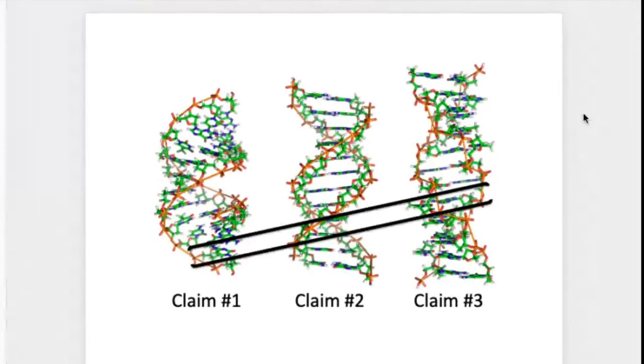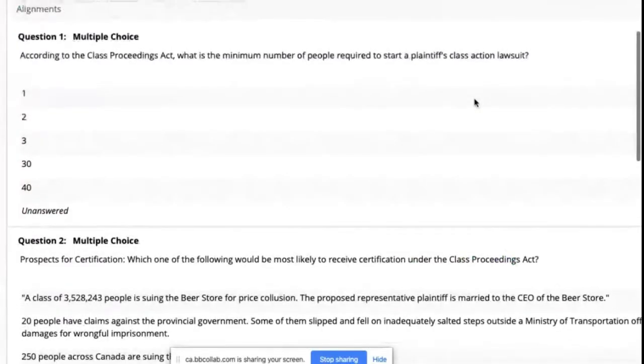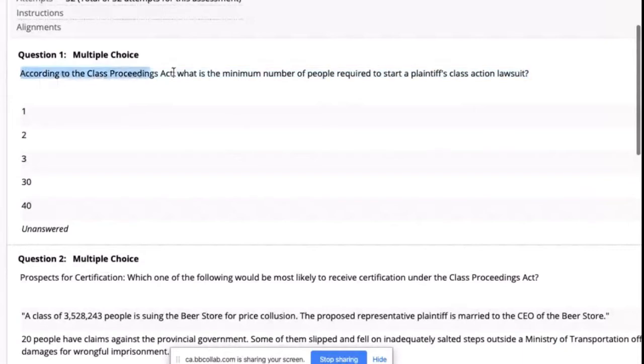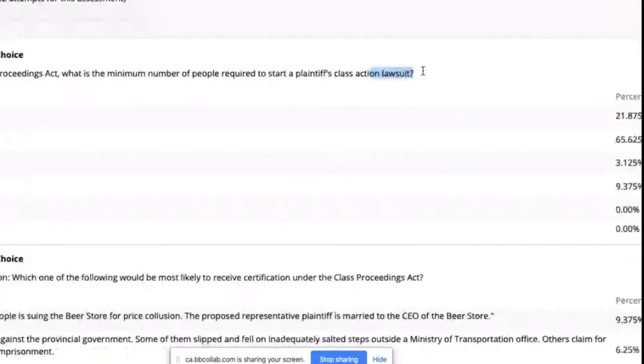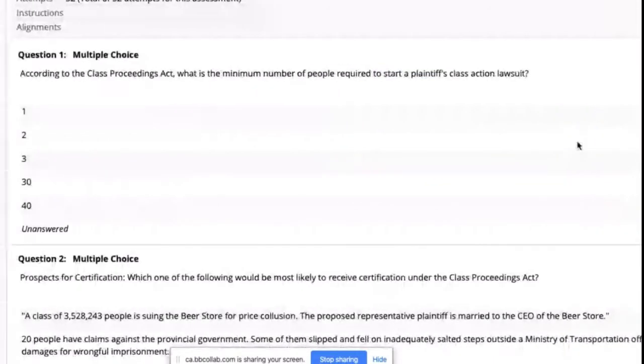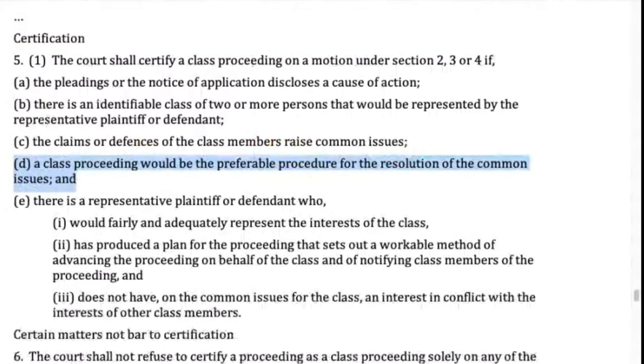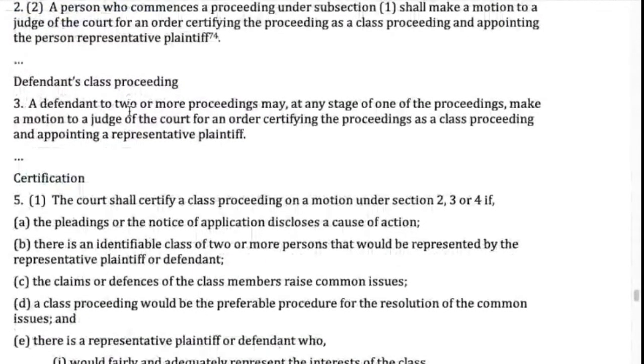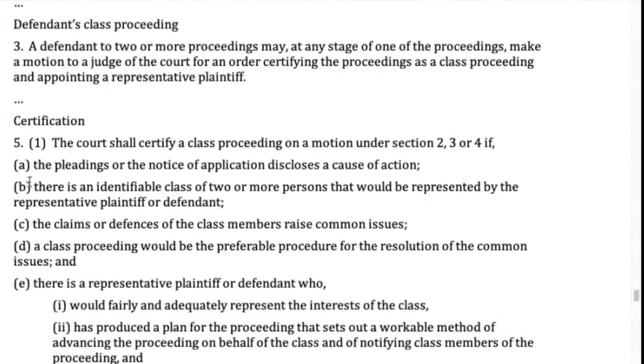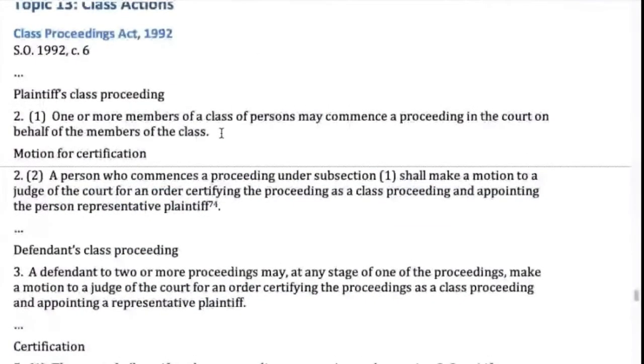Okay, so the participation questions. This is a bit of a trick question. According to the Class Proceedings Act, what is the minimum number of people required to start a plaintiff's class action lawsuit? Many people said 2, and I can see why, because section 5(1)(b) says there has to be an identifiable class of 2 or more persons that would be represented by the representative plaintiff or defendant. However, section 2(1) says that 1 or more members of a class may commence a proceeding. So 1 is the answer I was looking for.